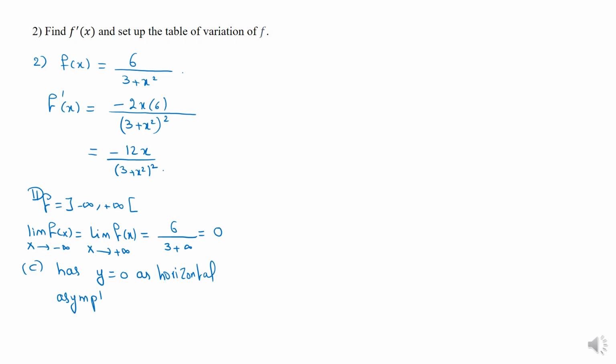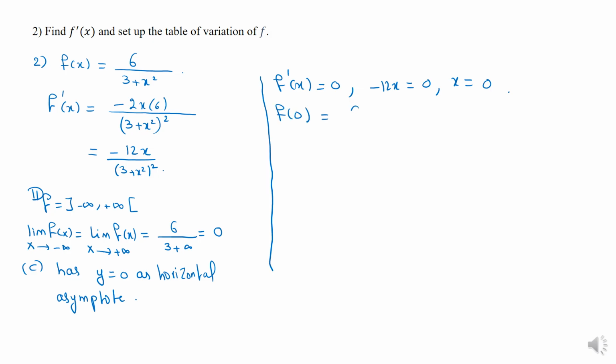Now, in order to find the extremum, you put f prime of x equal to 0. When f prime of x is 0, then minus 12x is 0, x is 0. Find f of 0. It's 6 over 3. It's equal to 2.